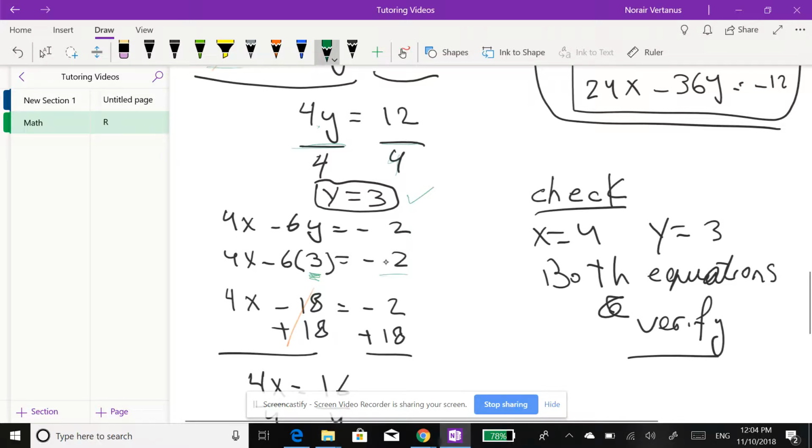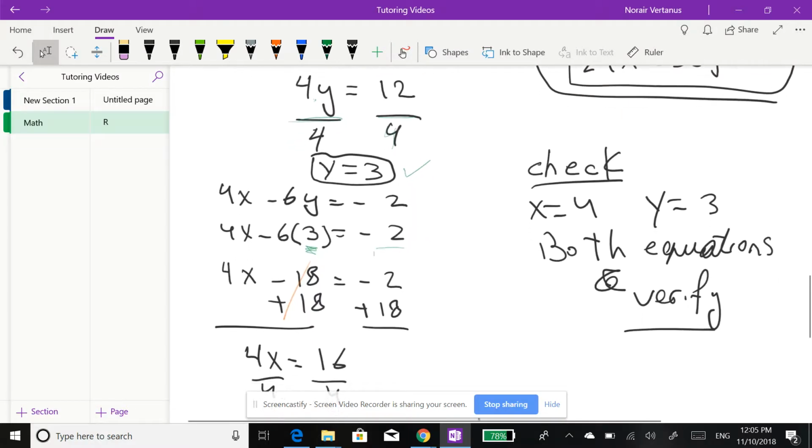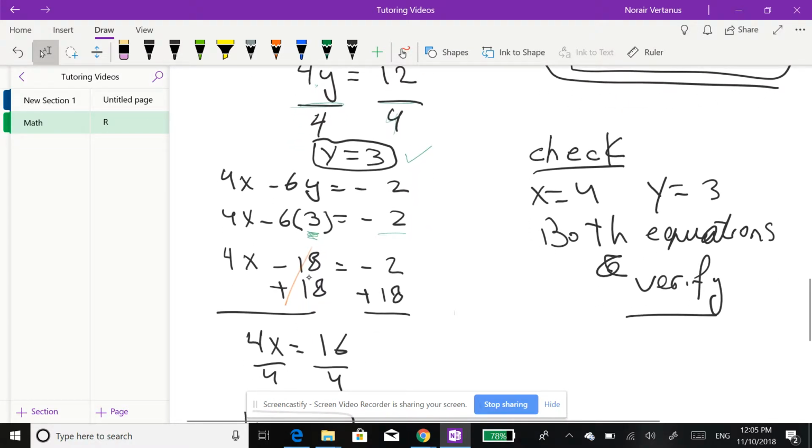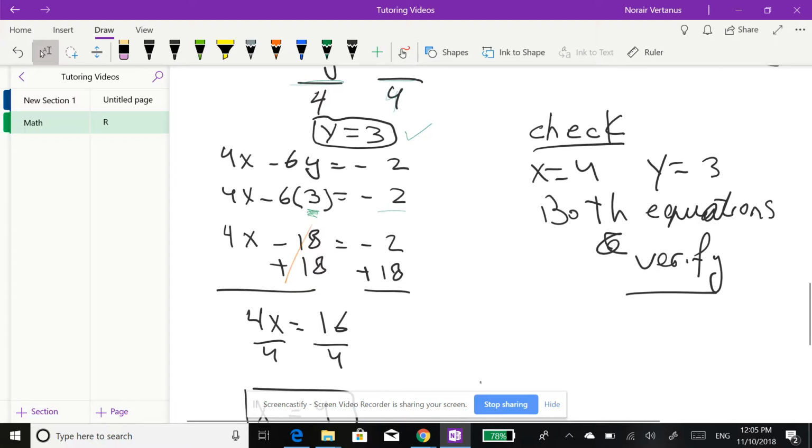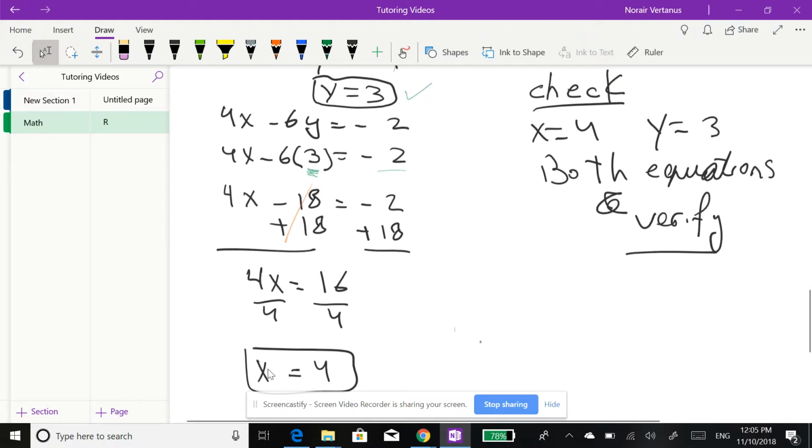And then if you do this, you see 4x minus 18 equals negative 2, and then we get rid of negative 18. Why? Because we want to solve for x. We want to have x alone by itself, like here I have y alone by itself. So I'm going to get rid of negative 18 by adding 18 to both sides. Add 18, so this cancels. 4x equals negative 2 plus 18, which is 16. To get rid of this 4, it's again multiplication, so divide by 4 on both sides, and x equals 4.